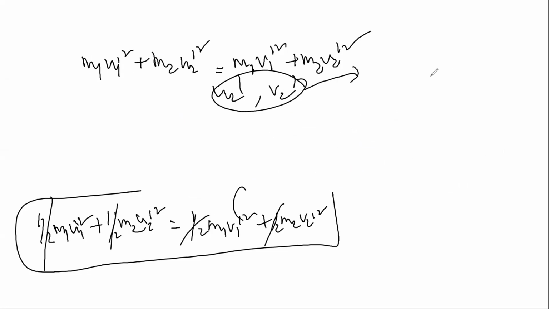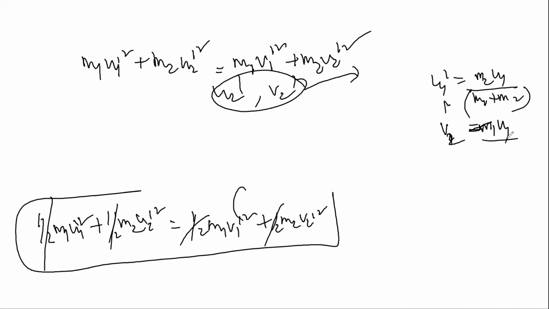What are those? u1 dash equal to m2 u1 by m1 plus m2. What is v2 dash? What did I get? You tell me. v2 dash is minus m1 u1 by m1 plus m2. Okay, now I substitute the two equations here, using u2 dash and v2 dash in this equation. What will I get here? You tell me.